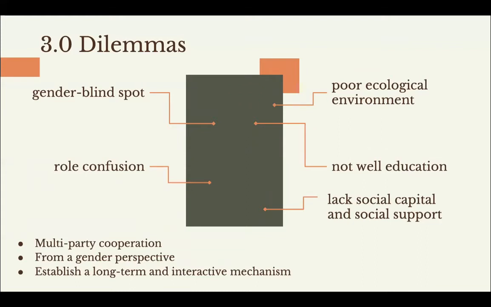1. There is a gender blind spot in the identification of poor households in the implementation of the targeted poverty alleviation policy. 2. The role confusion faced by impoverished female-headed households in the fight against poverty. 3. The poor ecological environment has exacerbated the degree of local impoverishment and affected the health of poor female heads of household. 4. Poor female heads of household are not well educated. 5. Poor female-headed households lack social capital and have a weak social support network.